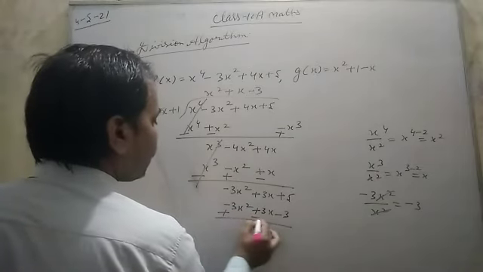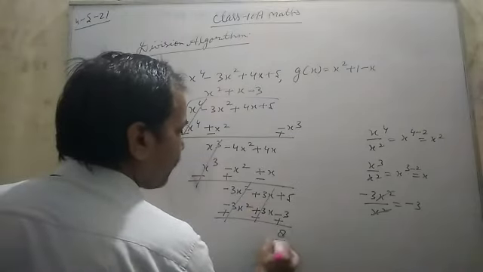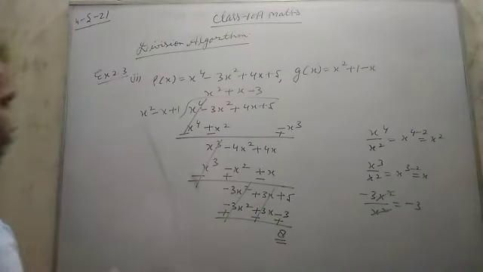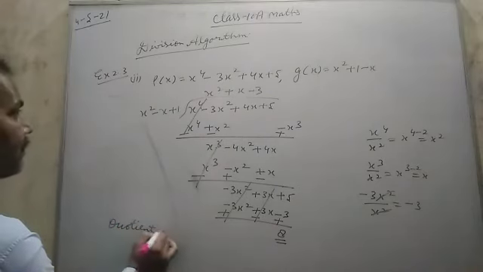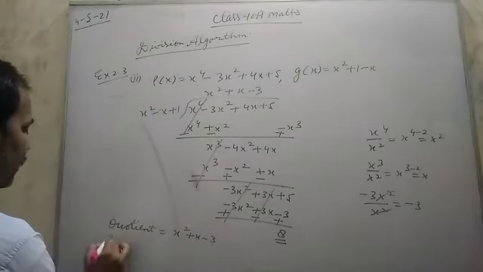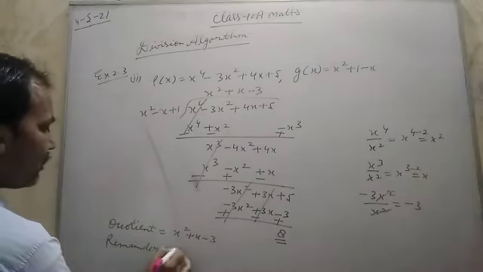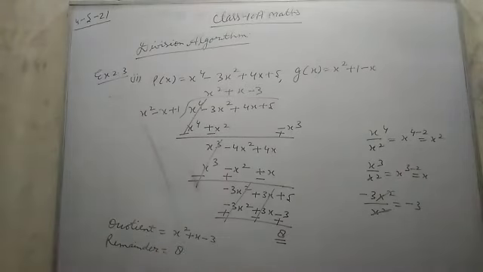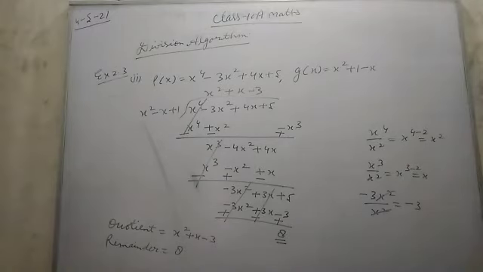Subtract. This 3x minus 3x also cancels. So 5 plus 3 is 8. So the quotient is x square plus x minus 3, and the remainder is 8. Like this, you do the third part also. You try it yourself. The third part also, you see here.